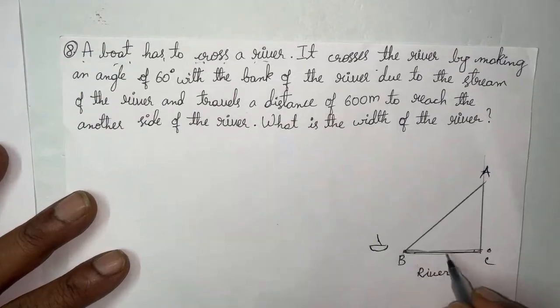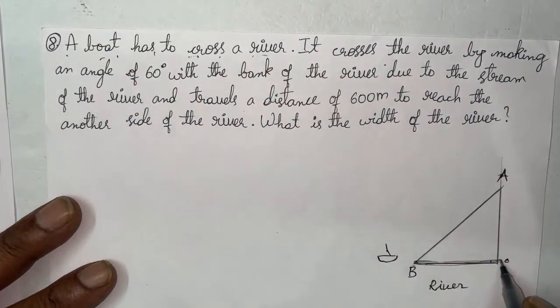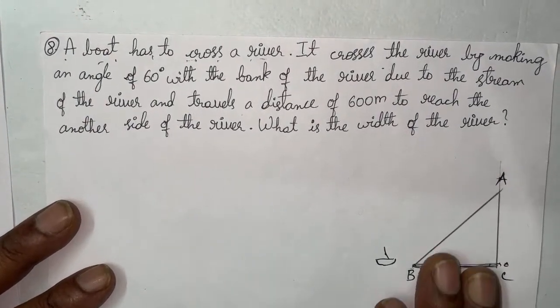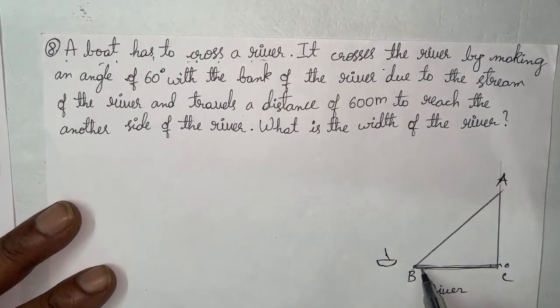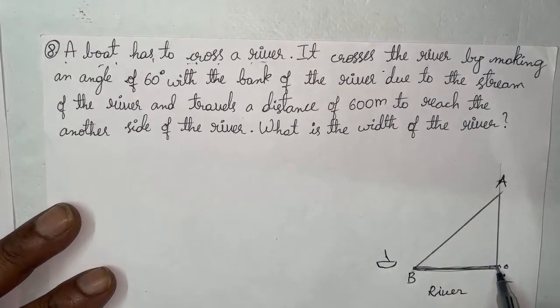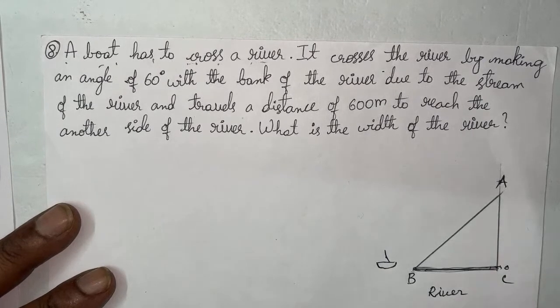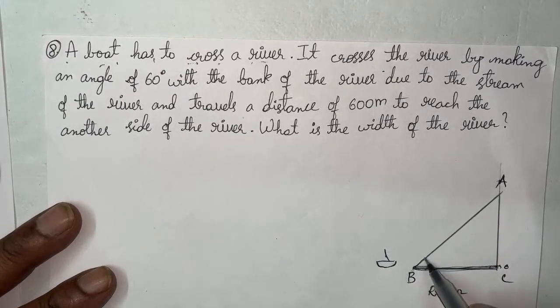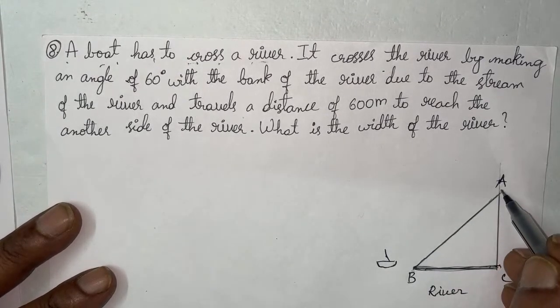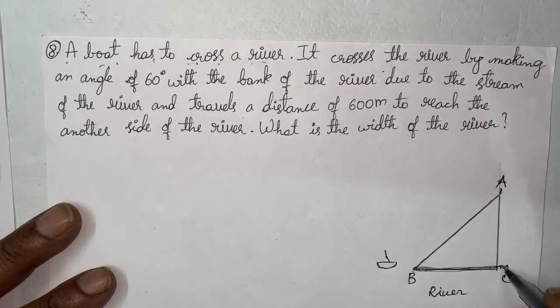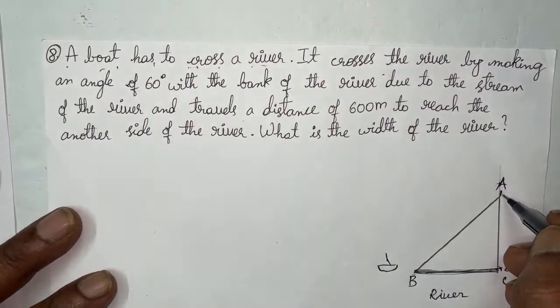This is the width of the river. It has to go straight like this. But the water current is not allowing the boat to go in a linear motion. The water current is pushing the boat, and the boat finally reaches this point. Instead of reaching C, it is reaching A.